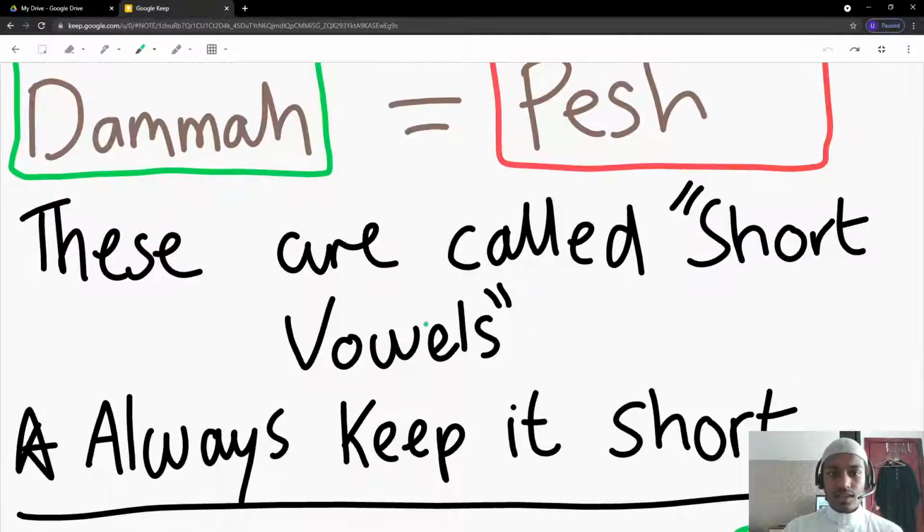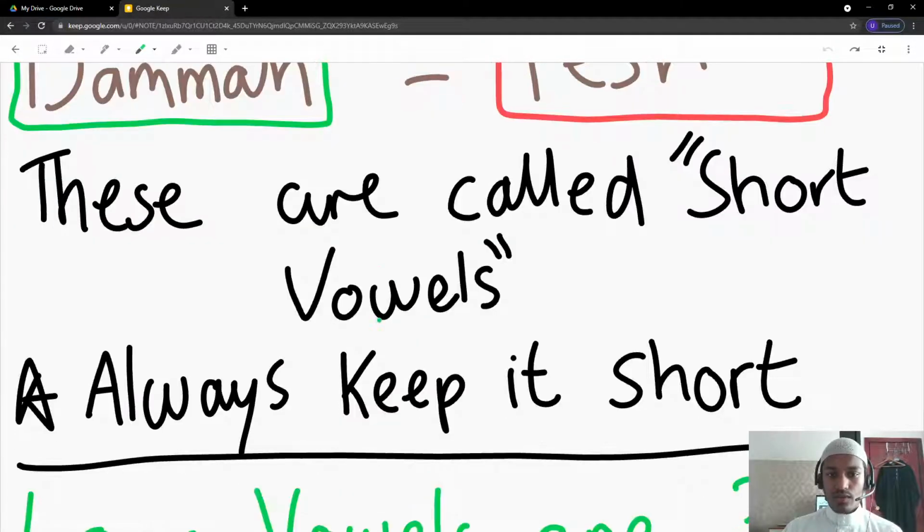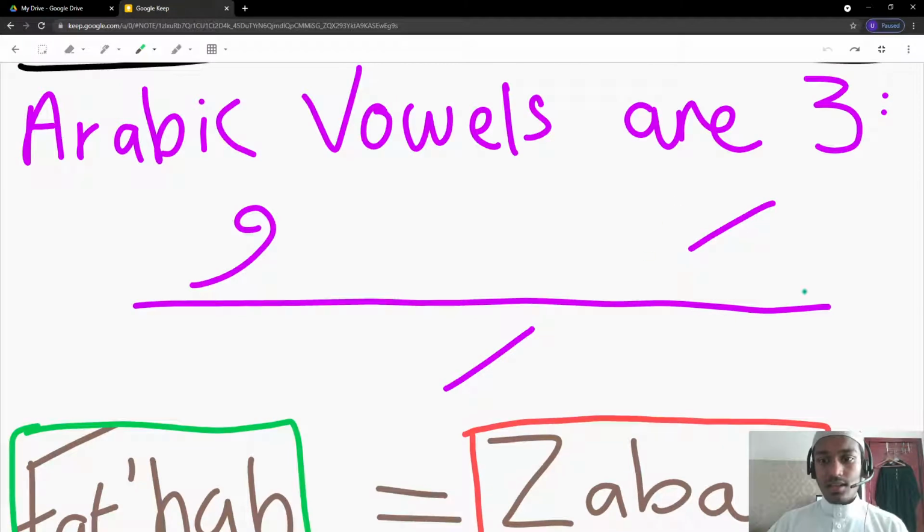You have to notice that these three vowels are called short vowels. Why? Because we always keep them short in reading. We do not stretch them. For example, this here is the Fatha. A single line above the letter is known as a Fatha. A single line below the letter is known as a Kasra, and a small circle or a loop above the letter is a Dhamma. These are the three vowels in the Arabic language.